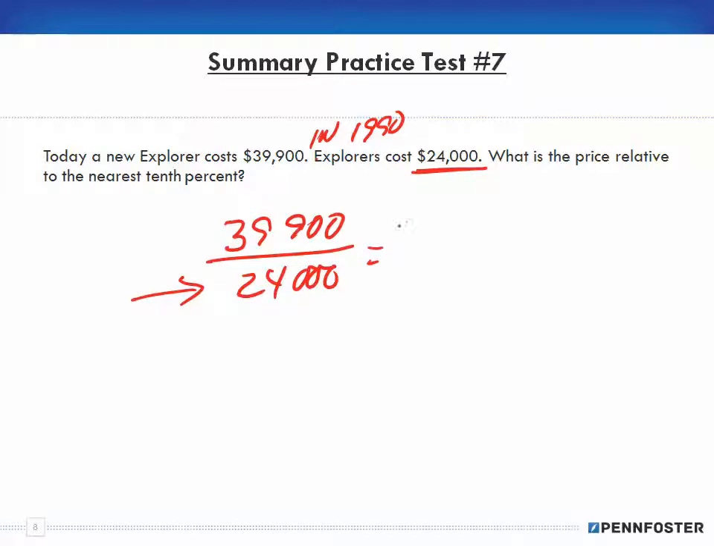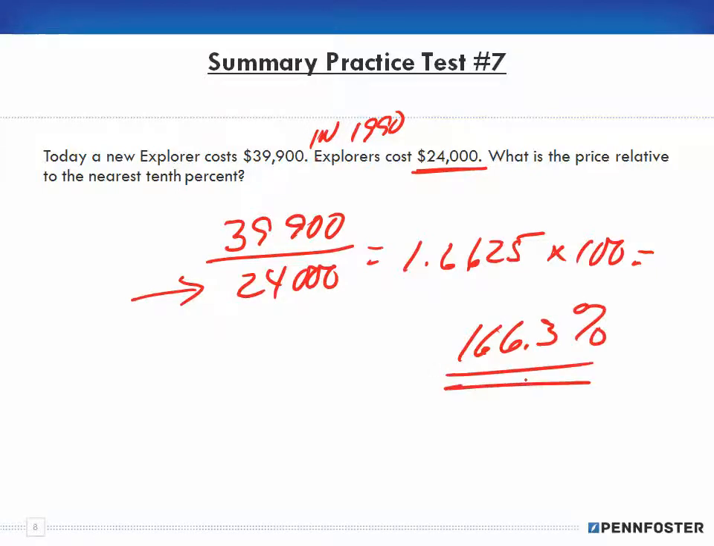And whatever I get, 39.9 divided by 24,000 gives me 1.6625. And I multiply that by 100 to convert the decimal into a percentage. And that's going to give me 166, and it's rounding to the nearest tenth, so 166.3 percent.